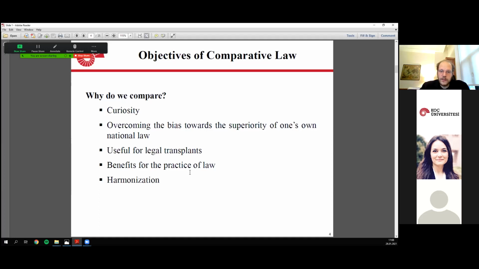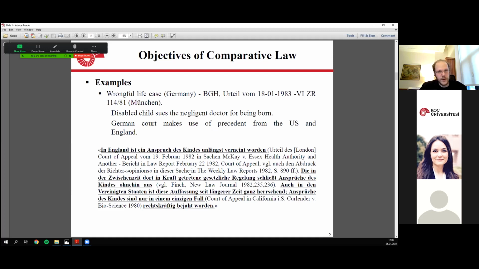Next, comparative law helps for the practice of law as well. And now I will give you examples regarding that. For example, there was in Germany a case, what we call wrongful life cases. In that case, the dispute was such: there was a disabled child who was born due to the negligence of the doctor, because the doctor could have spotted a genetic disability of the child, but failed to do so and did not warn the parents.